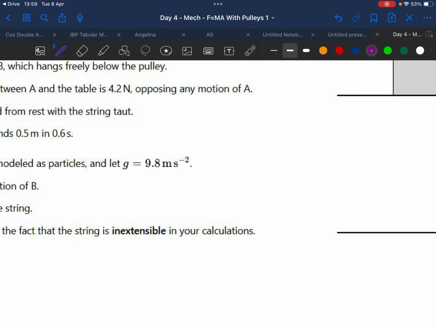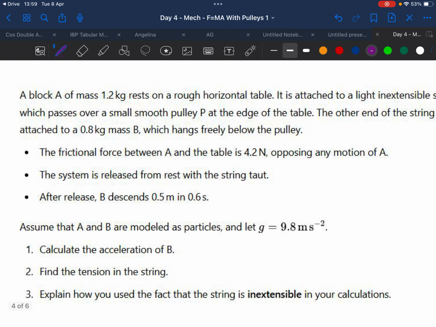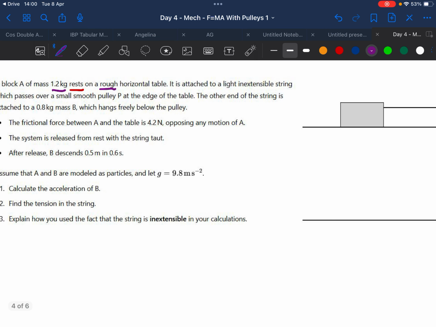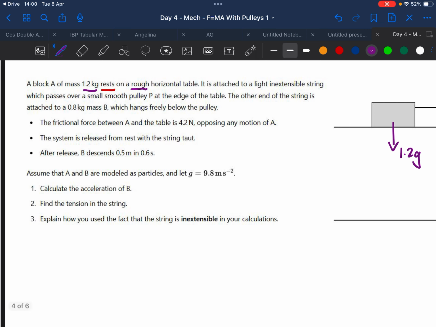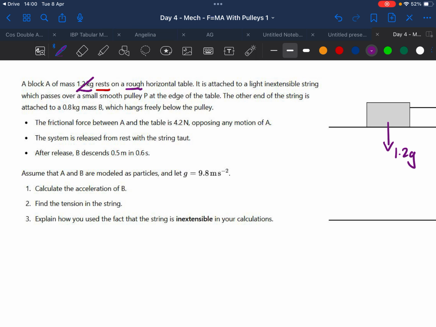So here we go. Let's give it a read first. A block of mass 1.2 kilograms rests, which is sometimes a SUVAT indicator, isn't it? On a rough horizontal table. Okay. Right, let's just deal with that first sentence. So I'm going to do 1.2 G, and I'm going to cross that off.